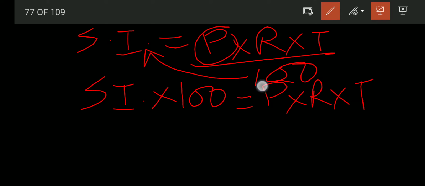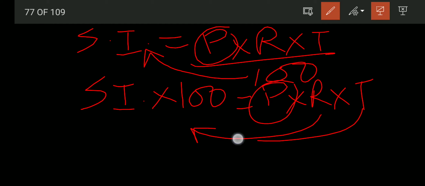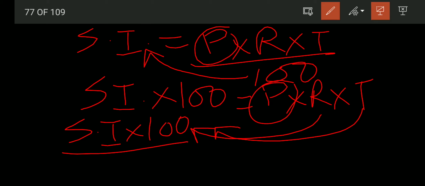Now we have to find out this P. So we'll leave this P here and R and T will be brought to the other side of the equal to. Now because they are in multiplication, when they go to the other side of the equal to, they become division. So SI into 100 as it is and R and T will come in division as denominator. That equals P, that is principal. So P is equal to SI into 100 divided by R into T.